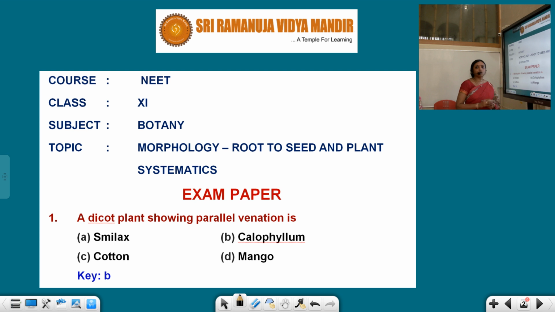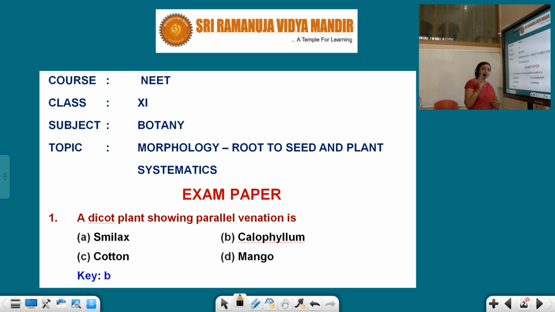The arrangement of veins, midrib, veins and veinlets on the lamina is called venation, and it is of two types. One is parallel and one is reticulate. All dicots have generally reticulate venation. That means the midrib, veins and veinlets are arranged in such a manner that they form a net-like structure. That is about reticulate venation, and all dicots have it. And parallel venation is that veins run parallel to each other on the lamina. So here it is a dicot plant. The plant is dicot, but generally in dicots reticulate venation is there.